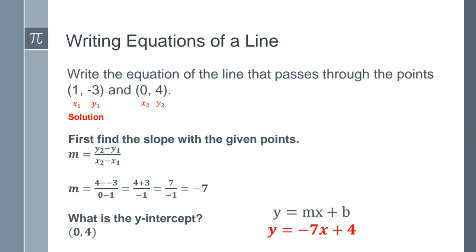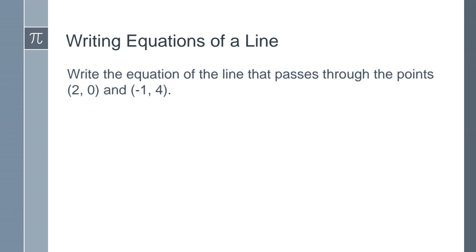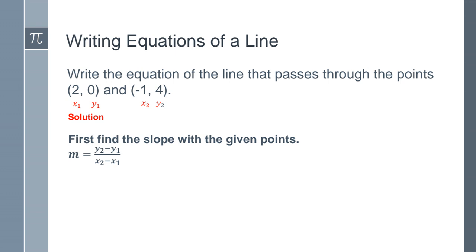Let's try a different one. Okay, so kind of similar to the other one, right? Do we have a slope? No, but we can find it using the slope formula. So we're going to have y2, which is 4, and then this should be 0. So let me go ahead and just write that over here.